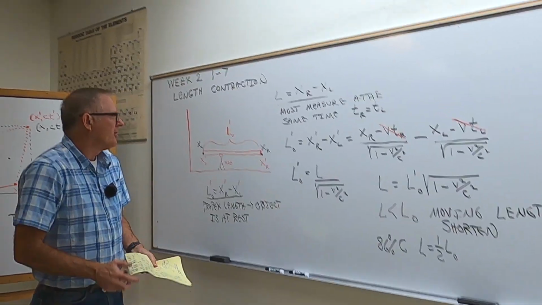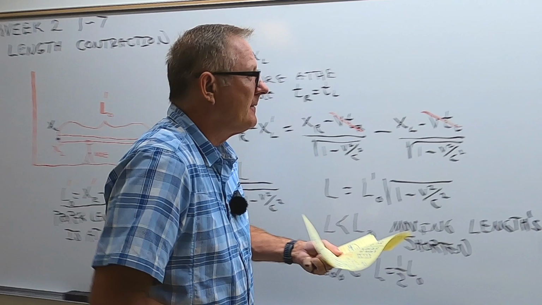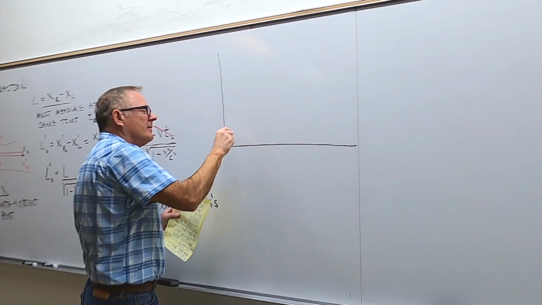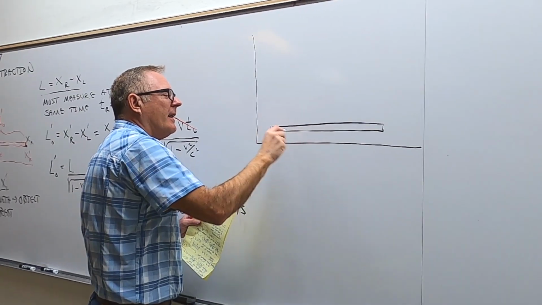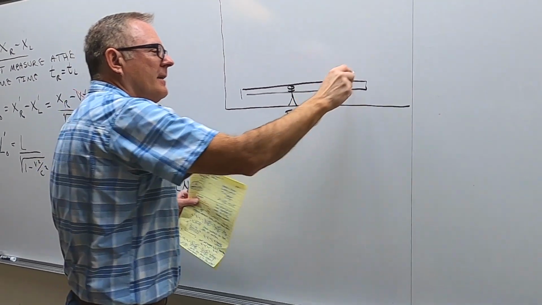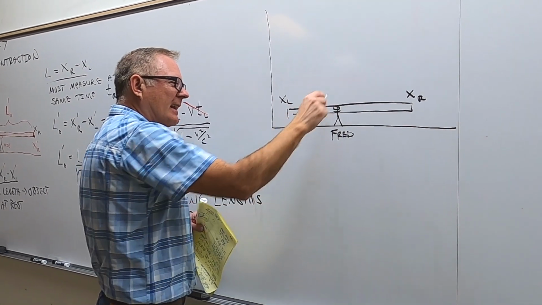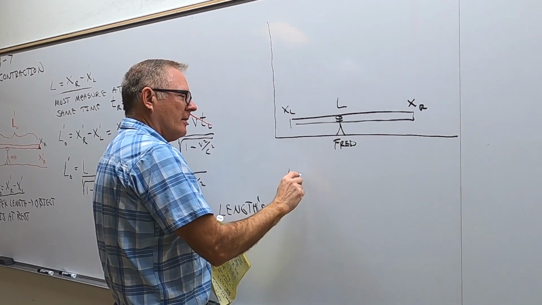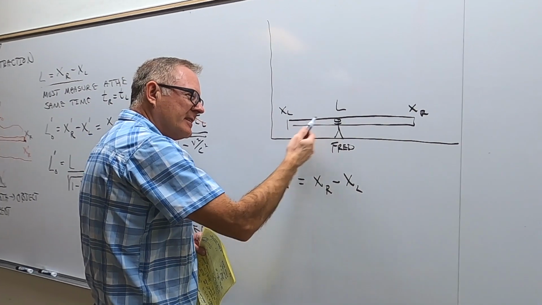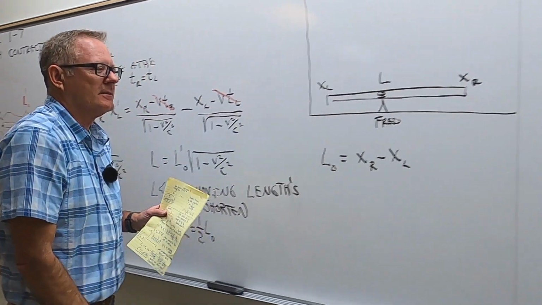Okay, what if we turn it around? What if Fred is the one with the stick and Mary, or Mo, goes by? So here we've got the stick, and now we've got Fred holding the stick. He measures an x sub r and an x sub l, and he measures that length to be x sub r minus x sub l. Now this length isn't moving relative to Fred, so this is the proper length. It's at rest relative to him.